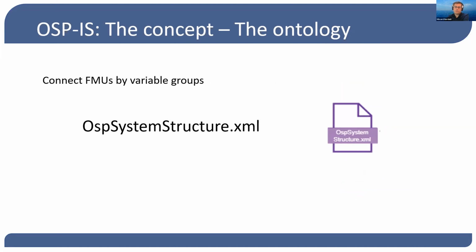Now that you have your FMUs with the OSP Model Description XML files, you can connect the FMUs through variable groups by using our file format for connections, OSP System Structure XML. Martin, in the next presentation, will come back to the details of both OSP Model Description XML and the OSP System Structure XML.